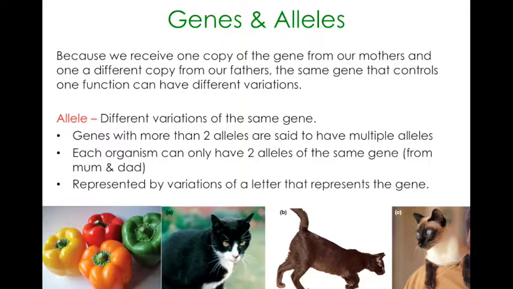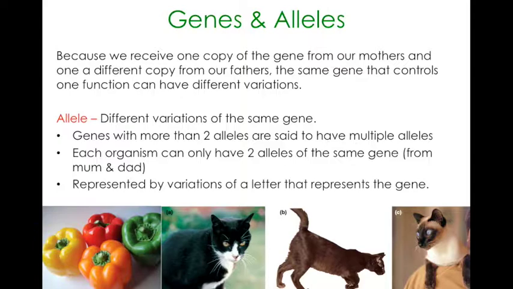And so what happens is, if we receive one copy of a gene, for example the blood type gene, from a mom and a different copy from a father, there needs to be some sort of method that the cell has to recognize which gene to code the instruction for and initiate those types of proteins, right? And so different genes have variations, and an allele is a different variation of the same gene. Genes with more than two alleles are said to have multiple alleles, and each organism can only have two, right? Because you get one from mom and one from dad, right?